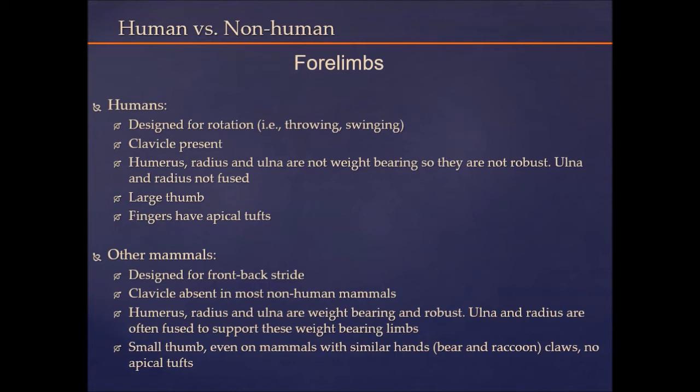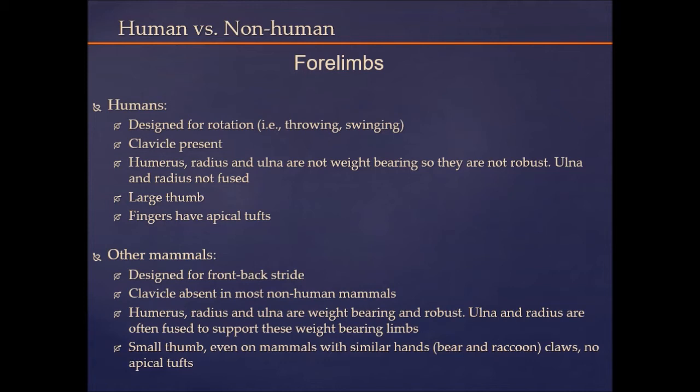Our clavicle, we have a collarbone, which is there. Again, you guys, this is way more detail than I ever expect you to get into in this class. I'm just giving you the information, but I won't test you on most of this stuff. I'm not going to get into this much detail. I would say things like, you can tell the difference between a human and a non-human because most non-humans are quadrupeds. That's what you would come up with. Does that make sense?